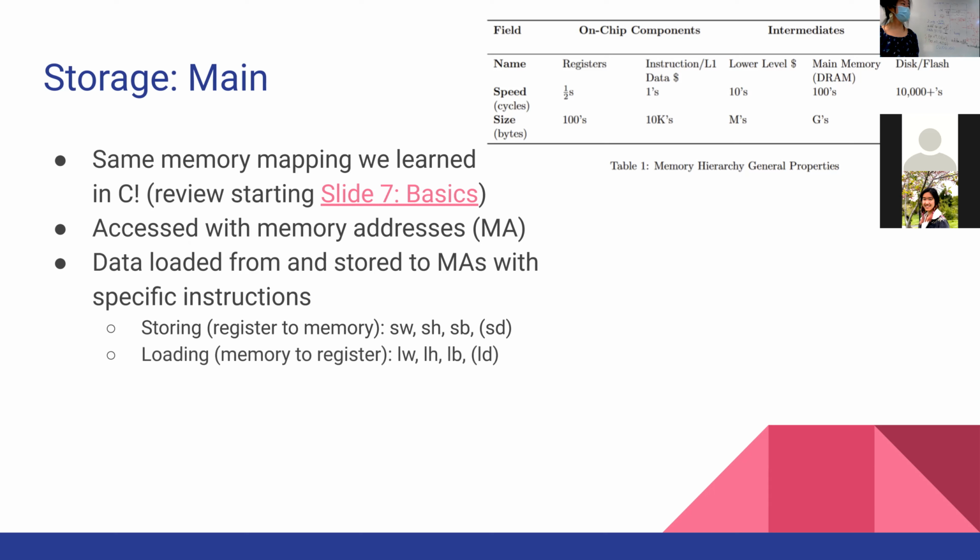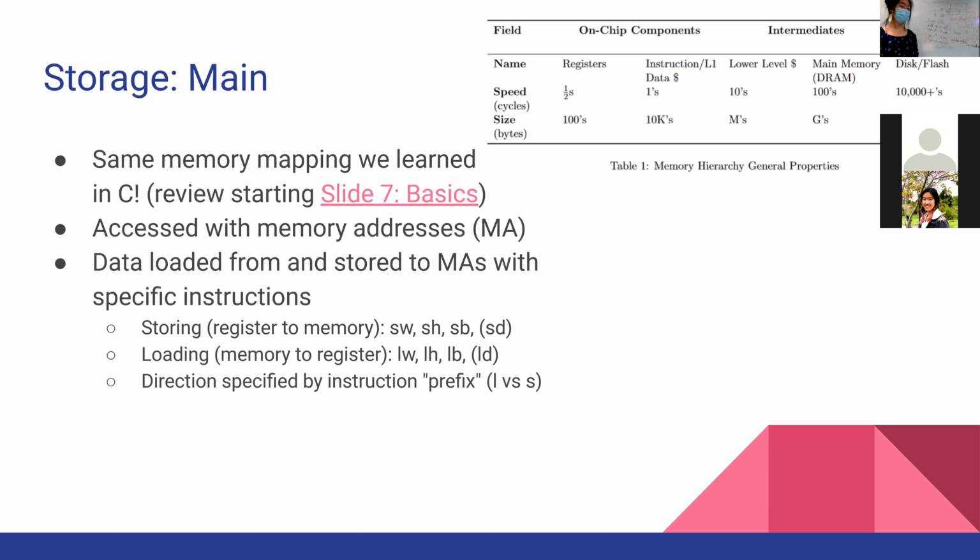And then loading goes in the different direction. So it goes from memory to register. So you have some base memory address in the first source register. You add an offset to it. So the offset is, for example, indexing into maybe an array or something like that. You can think of it in that way. And then you store it into a 32-bit register. And so similarly, you have load word, load half, load byte, and load double.